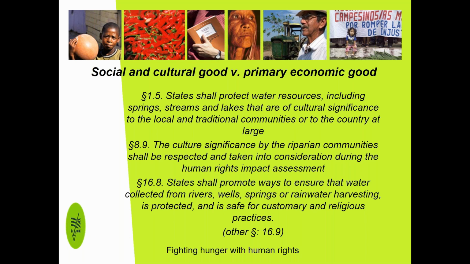Because all this kind of stuff should be taken into consideration: traditional community, local and traditions of communities. So the state shall promote ways to ensure that water collected from rivers, wells, springs, and rainwater harvesting is protected and is safe for customary and religious practices. So the aspect of culture and traditions are very, very key.